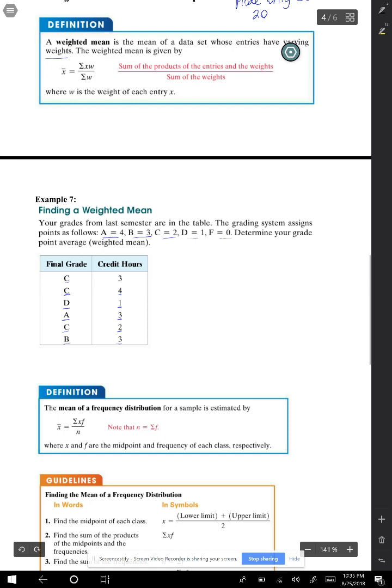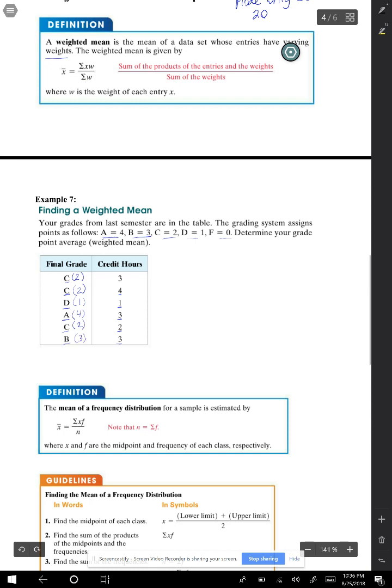So when you do this, first of all, look in the table and give this the number, or the weight, that's assigned. The grading system assigns points. So a C gets 2 points. That C gets 2 points. A D gets 1 point. An A gets 4 points. Another C gets 2 points. And a B gets 3 points.